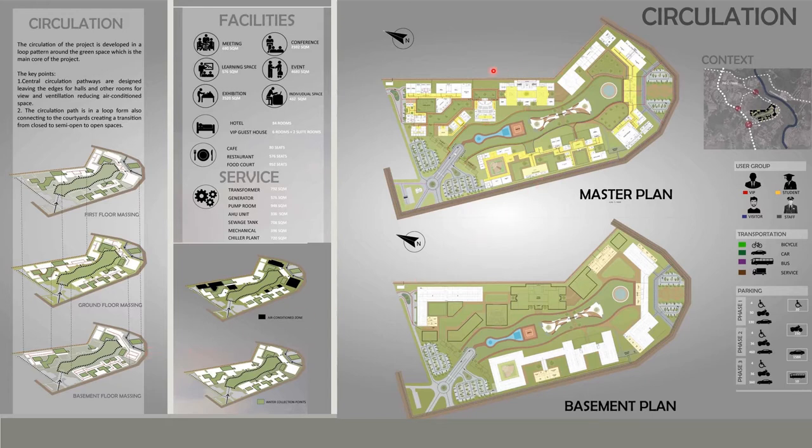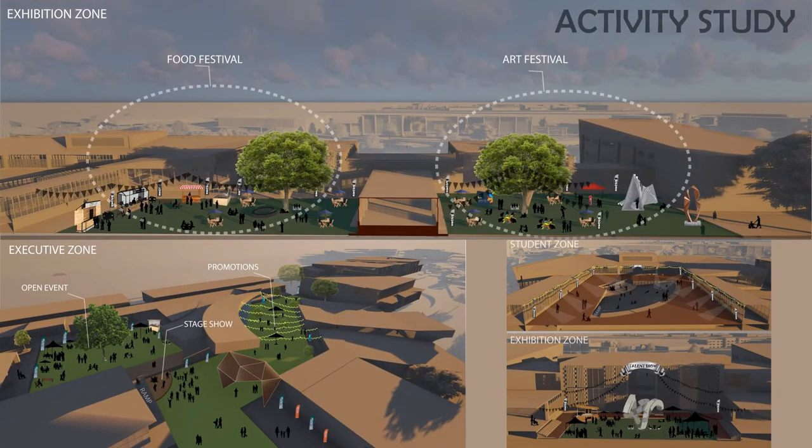The central loop is completely pedestrianized, where the vehicular access is restricted at the edges of the site. Off-street and basement parking facilities are provided, with over 2,000 for four-wheelers and 250 for two-wheelers. Activity study. Built spaces with different functions have respective courtyards for various typologies of events.